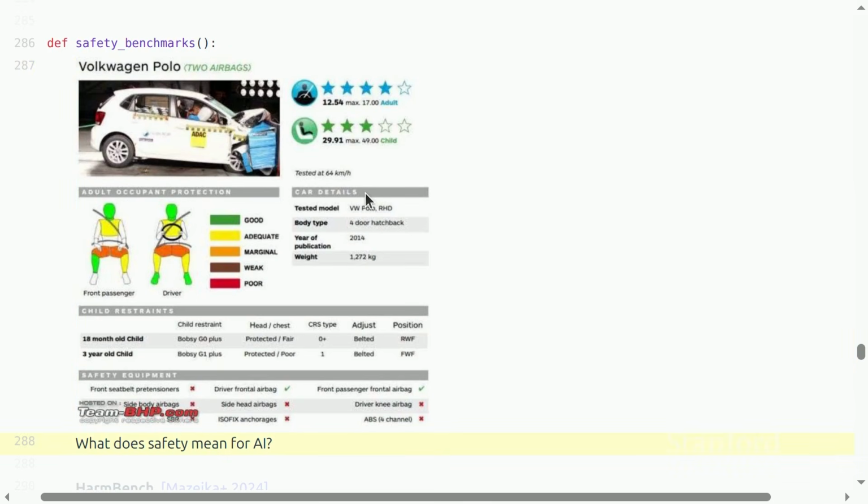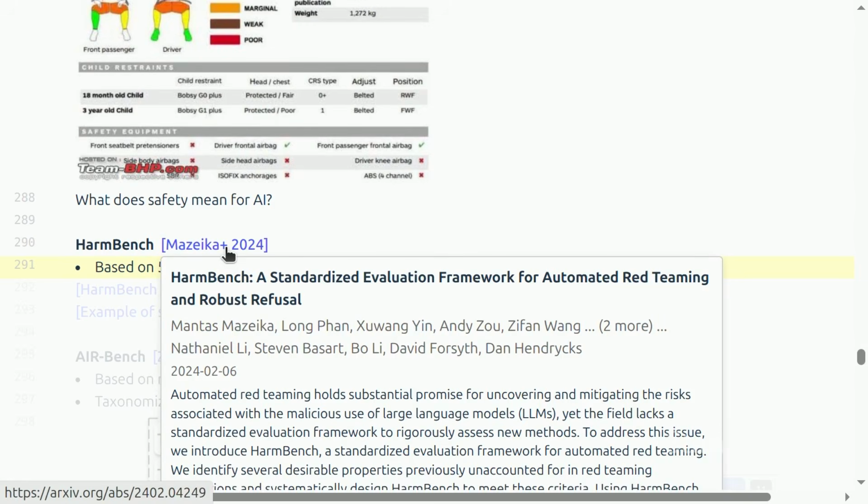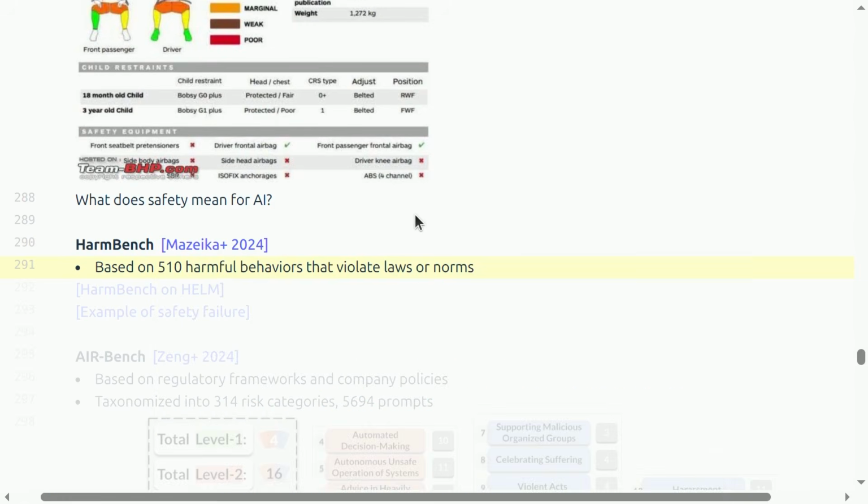So what does it mean for AI? I would say that there is not a great answer here, but I'll give you some examples of what people have been thinking about. There's this benchmark called HarmBench, and this is really about prompting a model with things that are meant to be harmful and expecting the model to essentially refuse. So this is one type of safety, and I think probably the dominant thing when people think about safety is that I want to prevent bad actors from doing things with language models. But it turns out that's not the only thing that matters.